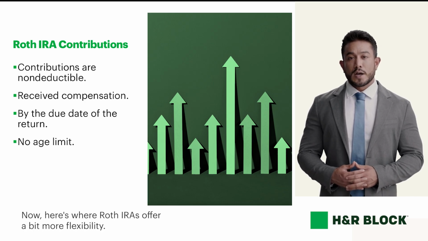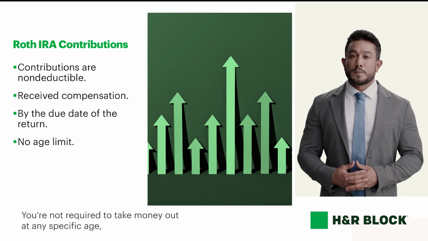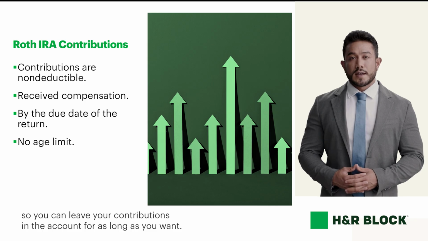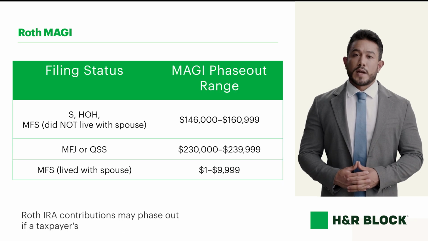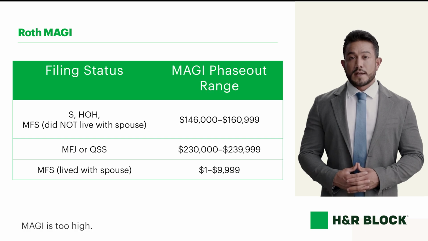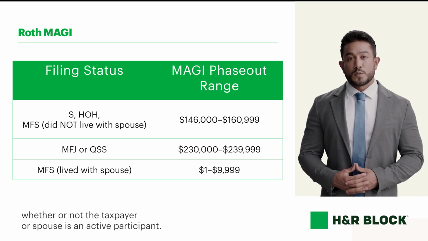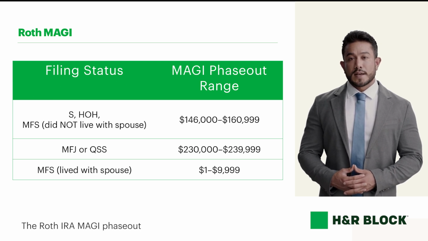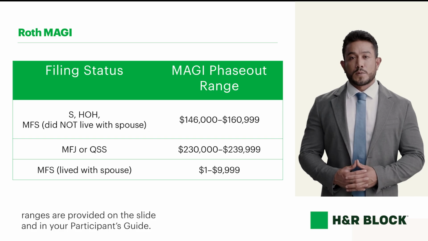Now, here's where Roth IRAs offer a bit more flexibility. You're not required to take money out at any specific age, so you can leave your contributions in the account for as long as you want. Roth IRA contributions may phase out if the taxpayer's MAGI is too high. This phase-out range applies whether or not the taxpayer or spouse is an active participant. The Roth IRA MAGI phase-out ranges are provided on the slide and in your participant's guide.